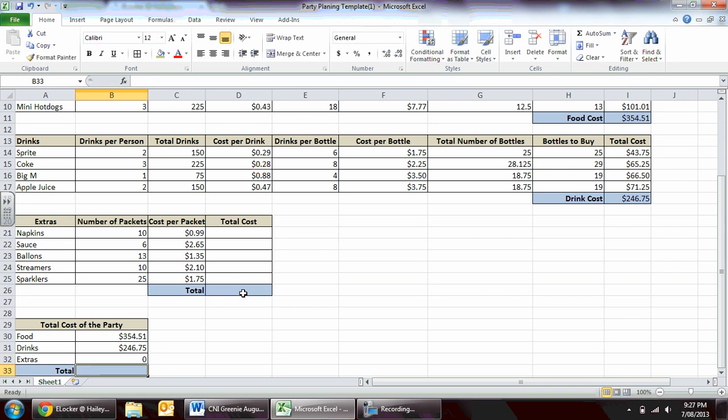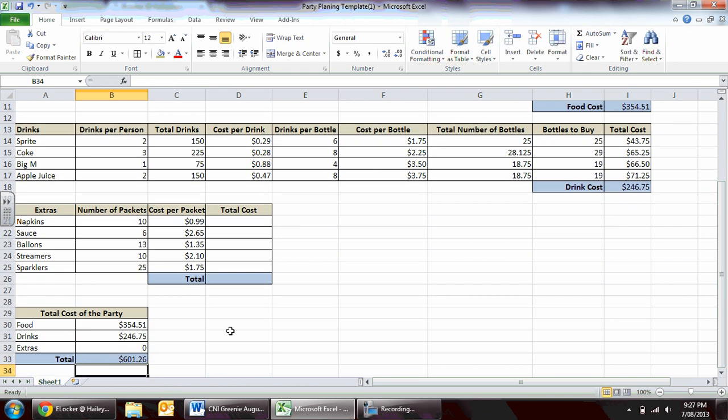Last thing you need to do on this is auto sum. It adds all that up, and it tells you. Well, at the moment, I'm at $601.26. And then I haven't worked out this little column here. I'd like you to do that.